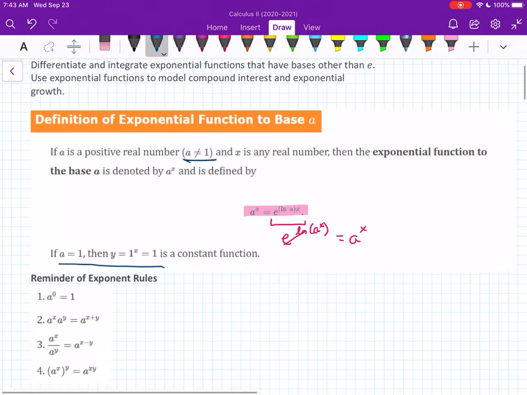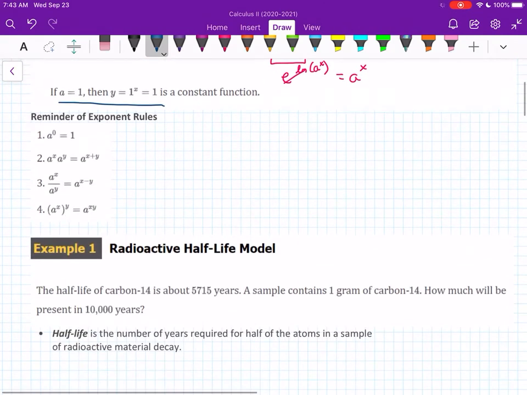Boring. So, reminder of our exponent rules. You should know all these rules, but just a little reminder in case you want to write them down. They work for bases other than e as well. All right, let's dig right in with an example.